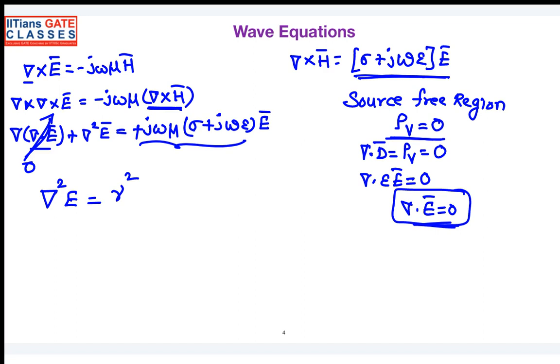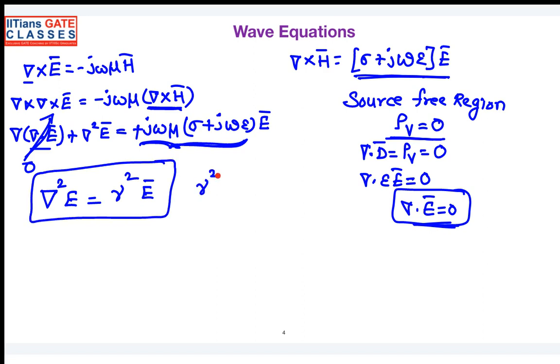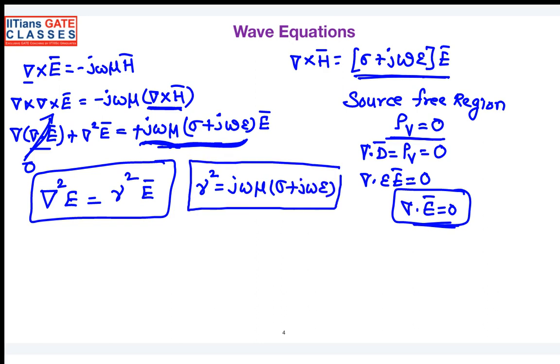Okay, no problem. So del square E is equal to, I was representing with some constant gamma square into E. This is my wave equation for electric fields. By comparing, I can call gamma square as j omega mu into sigma plus j omega epsilon. I will come back to this constant later. You take it as equation 5. So using this, del square E is equal to gamma square E.